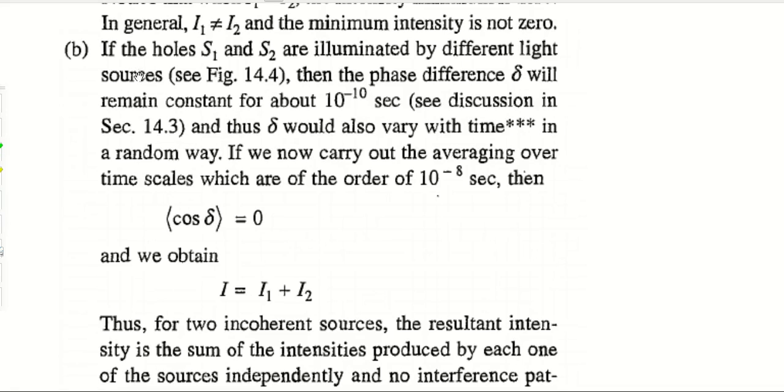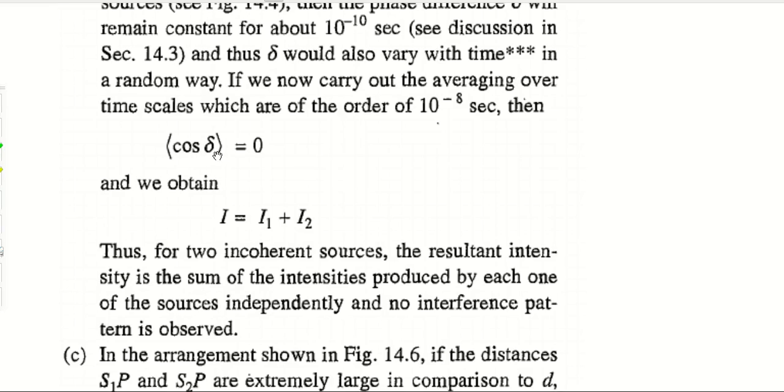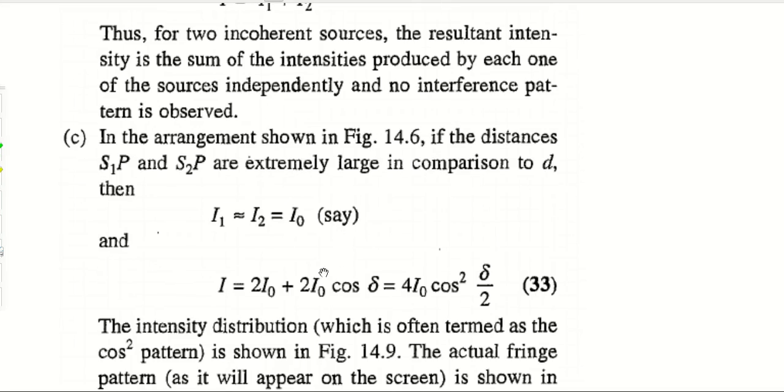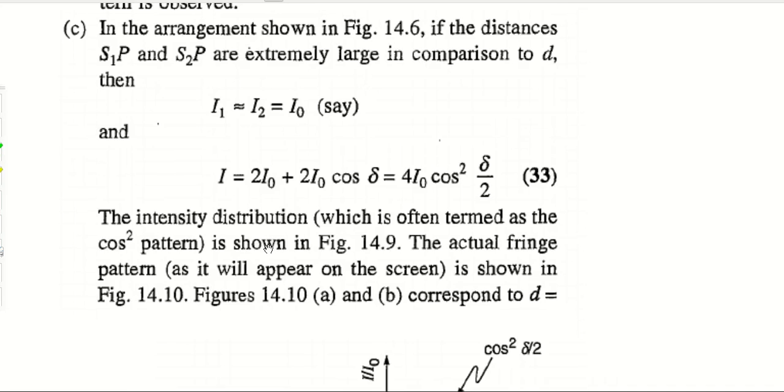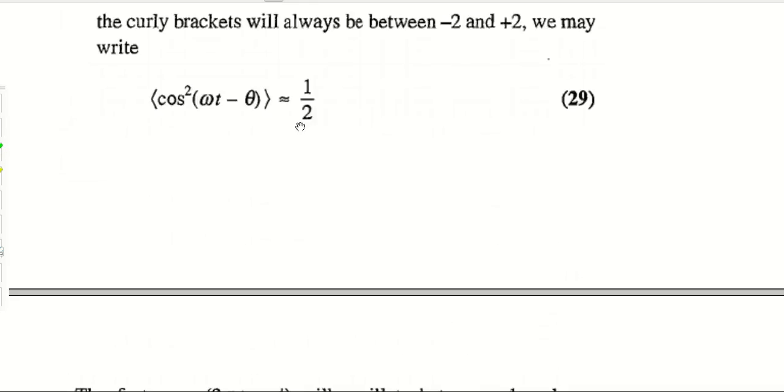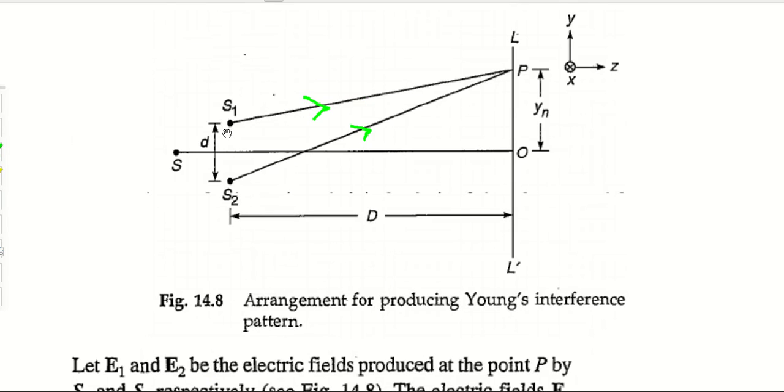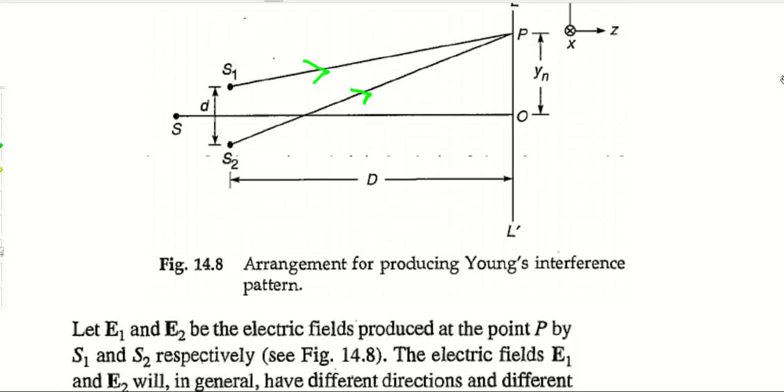And there is another thing, if the holes S1 and S2 are illuminated by different light sources, then the coherence will be disturbed, and as a result delta will be a function of time, and the average value of cos delta will be 0, and then we will get the general illumination I1 plus I2. In coherent cases, as we have discussed earlier, the same features are seen here also. In case of Young's experiment, which is the pioneer of the interference experiment in light, he used equal intensity light, because the lights are generated from a single source, and those openings are very small. So the lights emitting from S1 and S2 are very much equal in intensity.